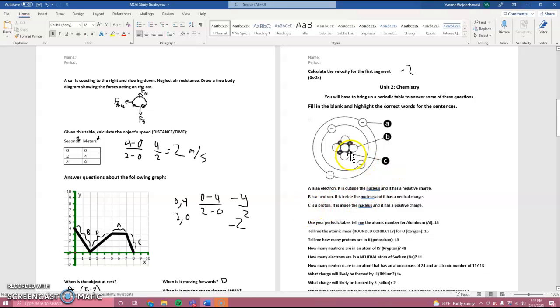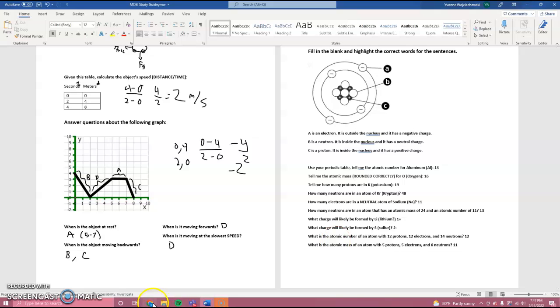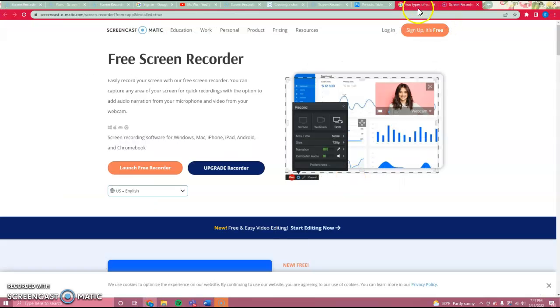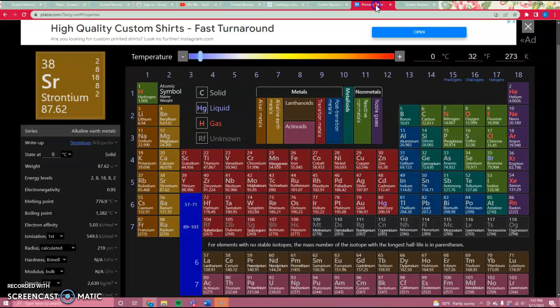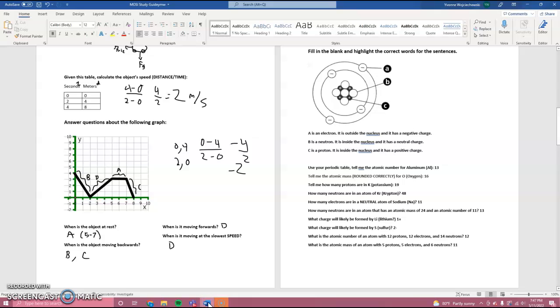C is pointing to a proton. You can see the little plus. It is inside the nucleus and it has a positive charge. Using your periodic table, tell me the atomic number for aluminum. All you have to do is look at a periodic table, find aluminum. Here, number 13, this number at the top, the smaller number, that's the atomic number. And that is the atomic number for aluminum.